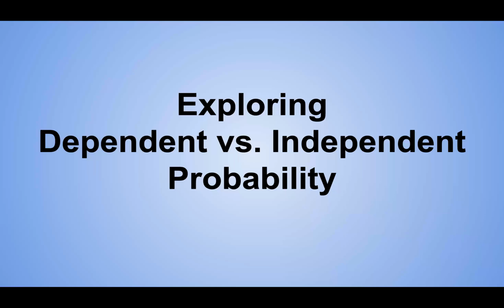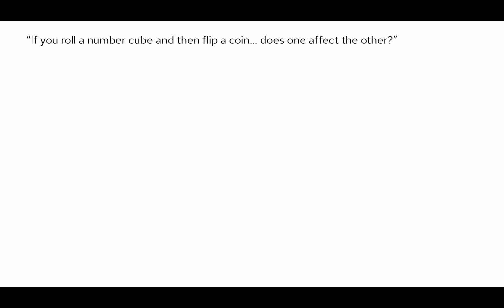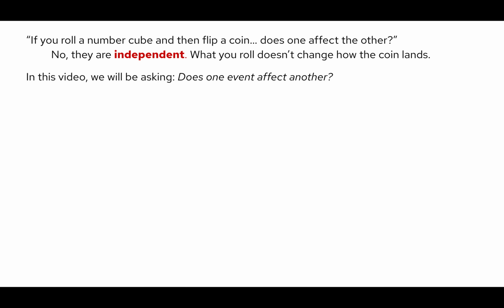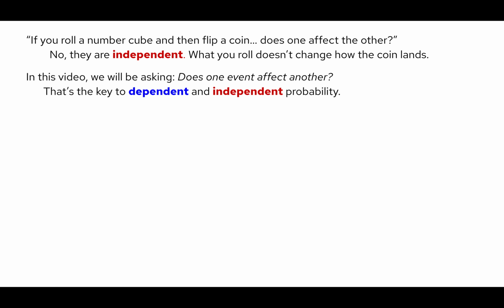Hi, mathletes. Today we're going to explore dependent and independent probability. If you roll a number cube and then flip a coin, would one affect the other? It would not. So we'd say that they're independent, because what you roll doesn't change how the coin is going to land. In this video, we'll be asking the question, does one event affect another? That's the key to figuring out if it's dependent or independent probability.